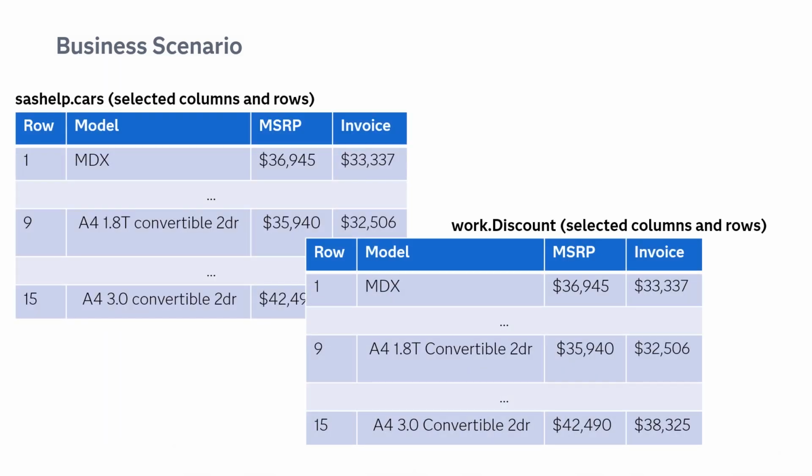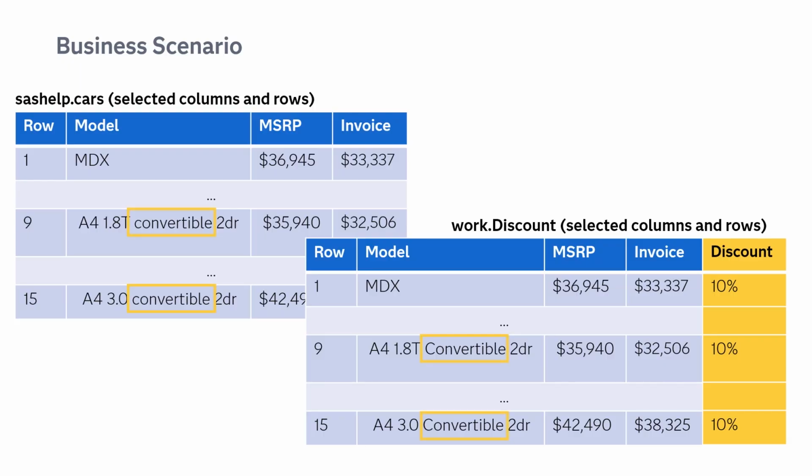Create a SAS table named Discount that contains all rows from the sashelp.cars table and selected columns. A new column called Discount should be created that uses arithmetic operators to calculate the percentage discount between the invoiced price and the manufacturer's suggested retail price. The model column also needs to be modified to use the character function tranword to replace all occurrences of convertible that are in lowercase to Convertible in proper case.